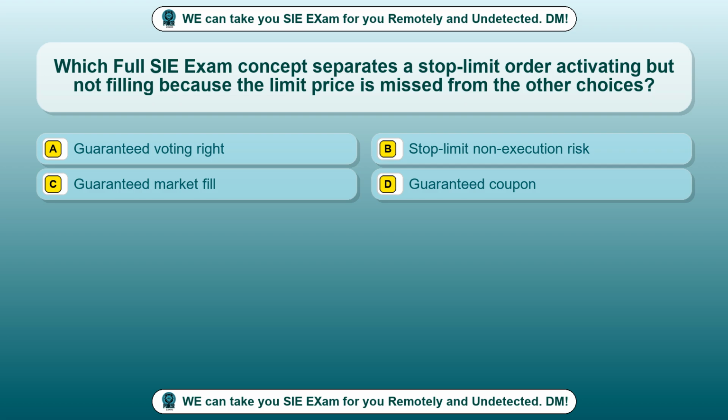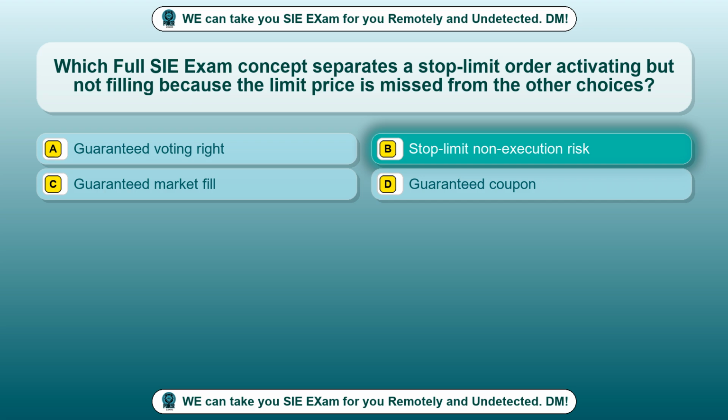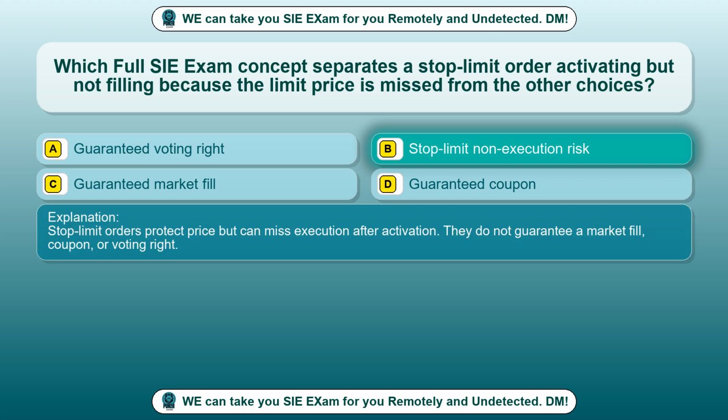Option A. Guaranteed voting right. Option B. Stop limit non-execution risk. Option C. Guaranteed market fill. Option D. Guaranteed coupon. The correct answer is option B. Stop limit non-execution risk. Stop limit orders protect price but can miss execution after activation. They do not guarantee a market fill, coupon, or voting right.